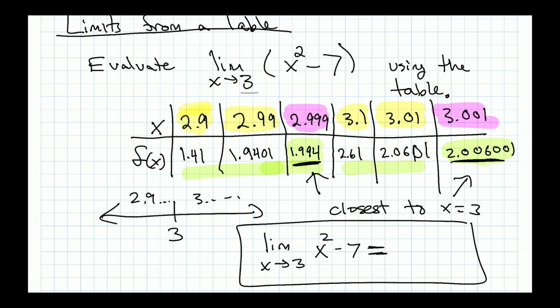And then look at these. 2.61, 2.06, 2.006. What's the next one if we kept going and following this pattern? We would get 2.0006, right? So if we kept doing this in the table, where do you think x squared minus 7 is going? Hopefully you can look at that table and say, I think it's going to 2.